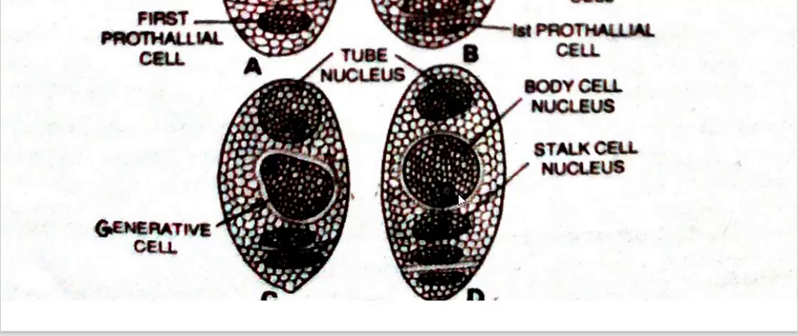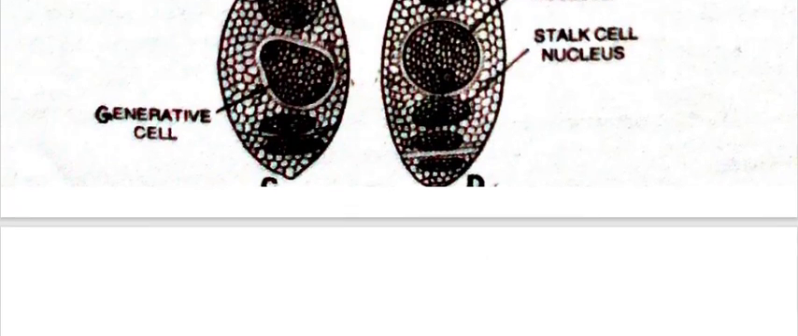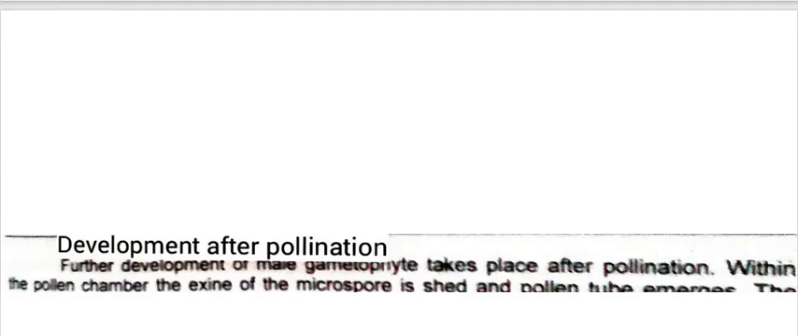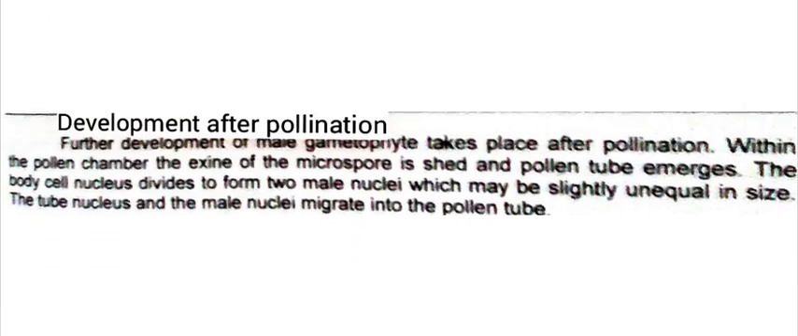And at this 5-cell stage, this male gametophyte is known as the pollen grain, and this development occurs in the microsporangium. After this, these are released from the microsporangia.